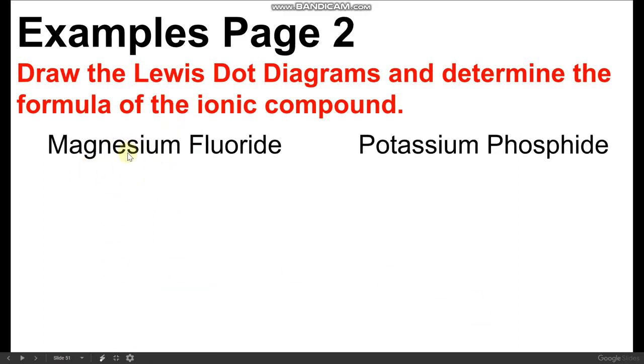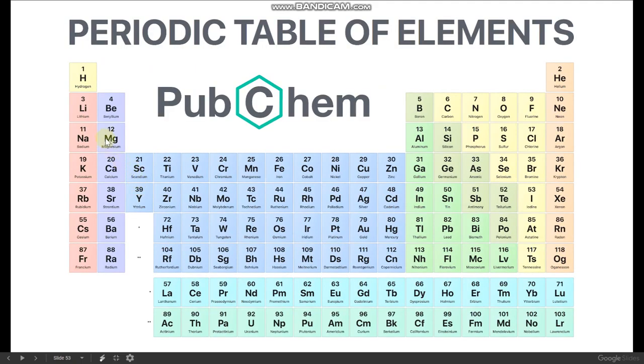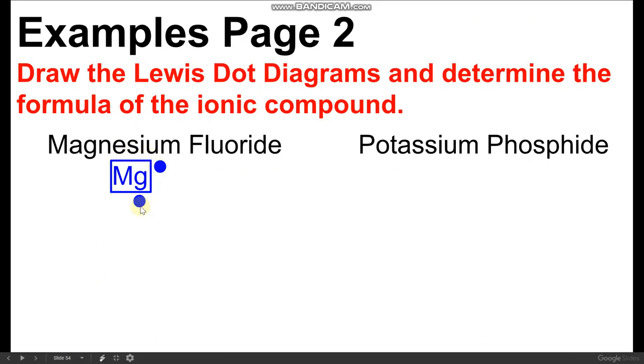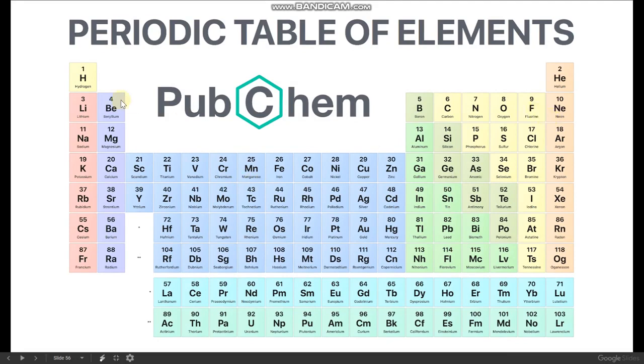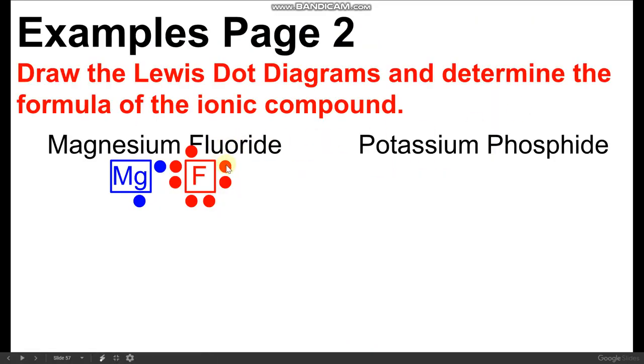So we're going to look up magnesium on the periodic table. Draw it right here, Mg with the box around it. Mg's right here, it's the second one in its row, so just like calcium, it's going to have 2 valence electrons. Next we'll look up fluorine. So again, F with the box around it. Fluorine's right here, it has 7 valence electrons, so we're going to give it 7. Now remember, when you draw these, you go 1, 2, 3, 4, 5, 6, 7, right?